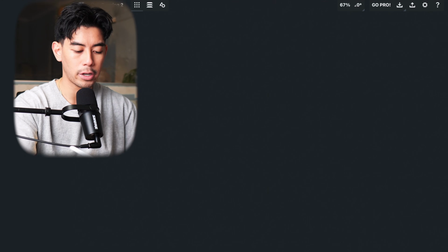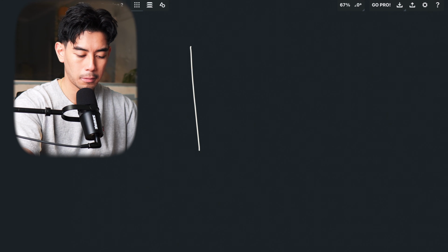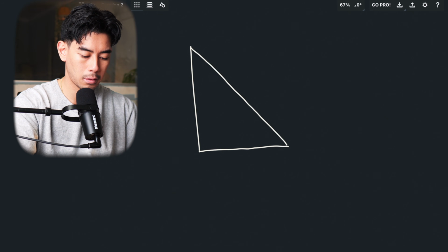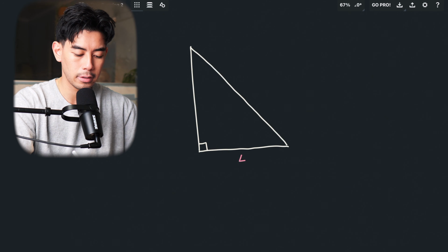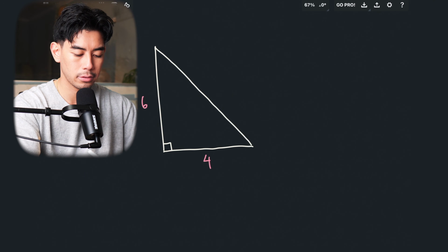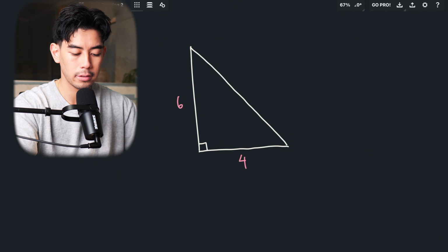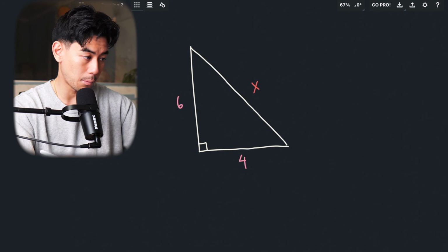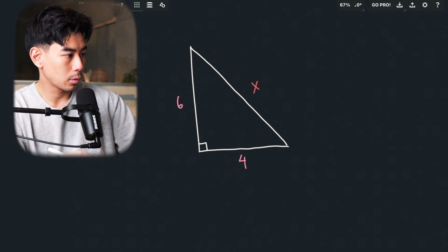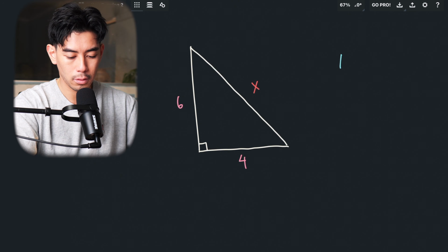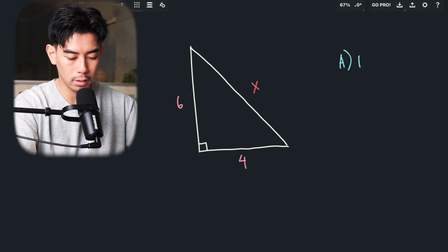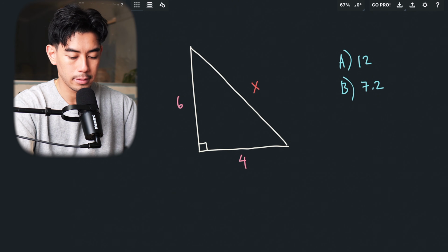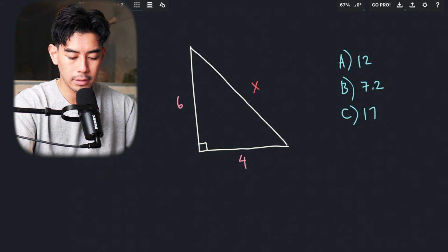So let's draw out a right triangle here, like that. It's actually pretty good. And let's say this side here is a 4, this one over here is 6, and we'll be solving for this length here, which is x. And I'll put some answer choices from this problem set here. So A is going to be 12, B is going to be 7.2, and C is 17.2.